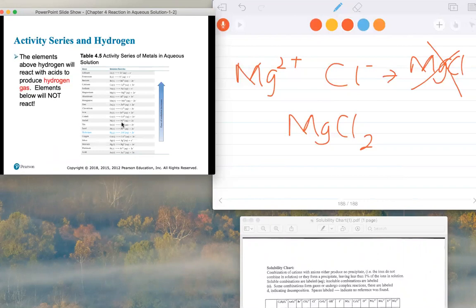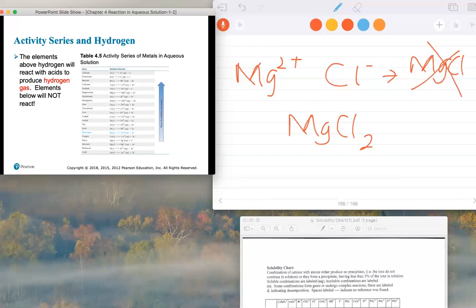You're going to use this table. Even though hydrogen is not a metal, it's one of them. It produces hydrogen gas. Elements above hydrogen will always react with acid to produce what? To produce hydrogen gas. Elements below it will not react with an acid.